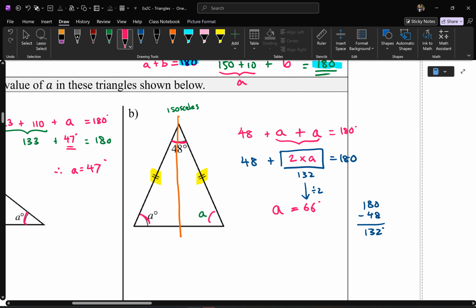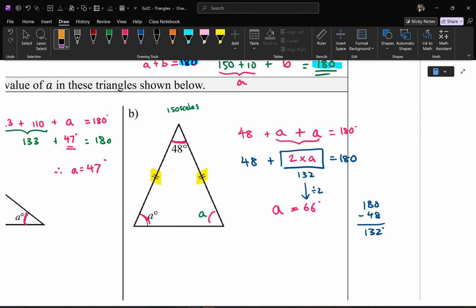66 degrees. So A must be 66. Well done. Draw the diagram. Write out your question method. I want to see diagram, problem, method, answer, so that when you look back in 6 months' time, you know what you did. I don't just want to see A equals 66. Okay?